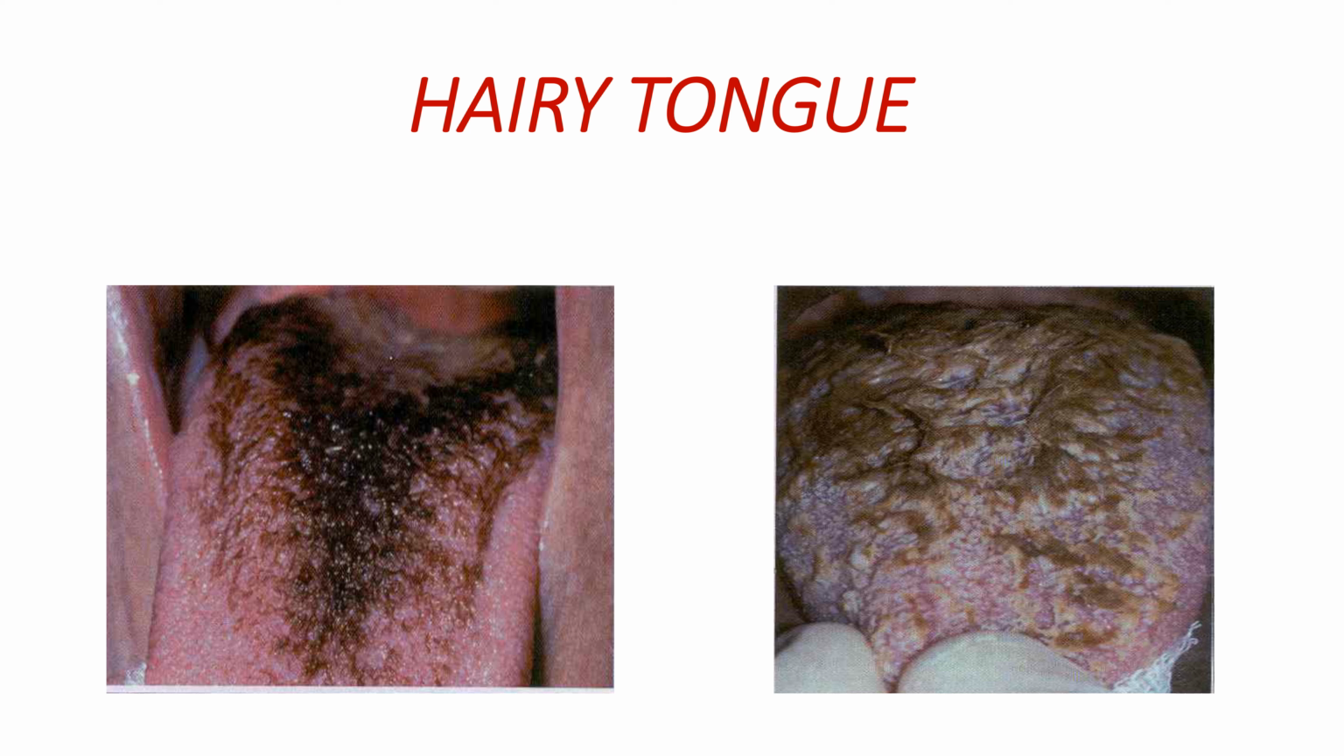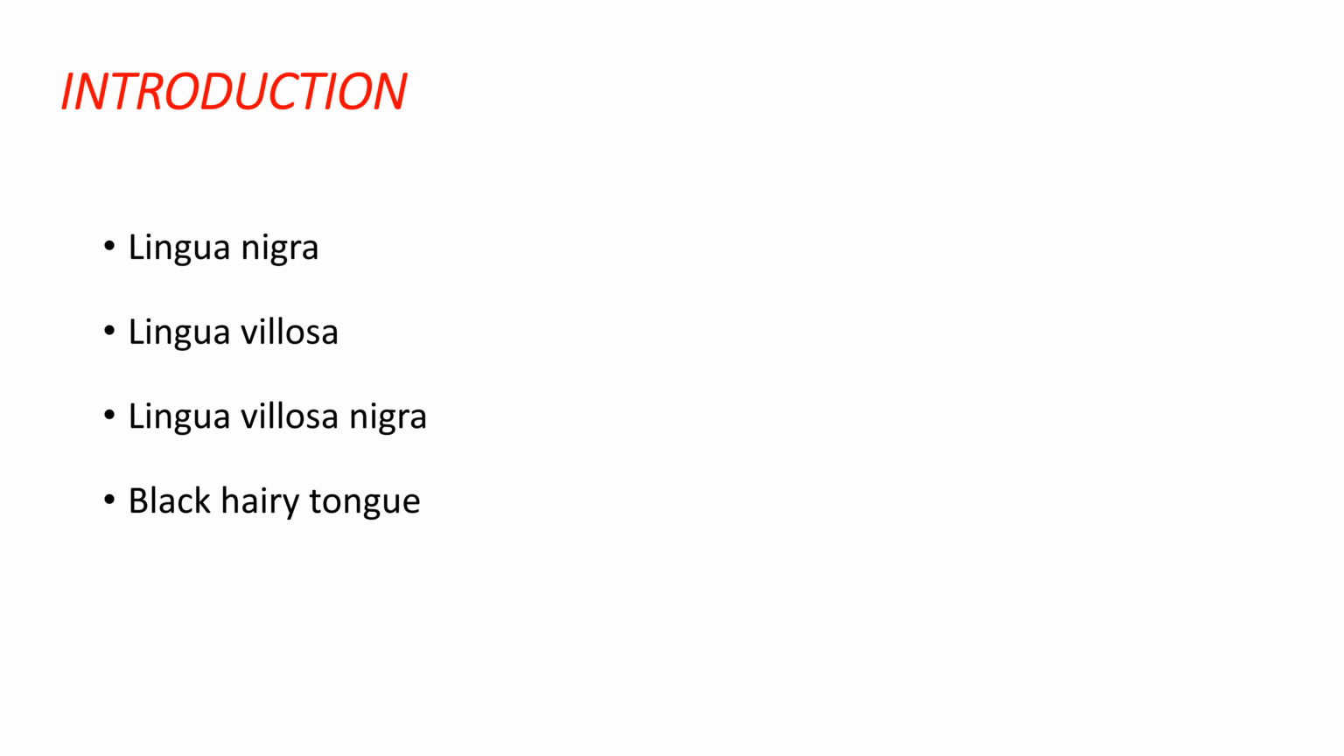Hello everyone. The next developmental disturbance of the tongue that I'll discuss is hairy tongue. Coming to the introduction, these are some other names for hairy tongue: lingua nigra, lingua villosa nigra, or black hairy tongue.